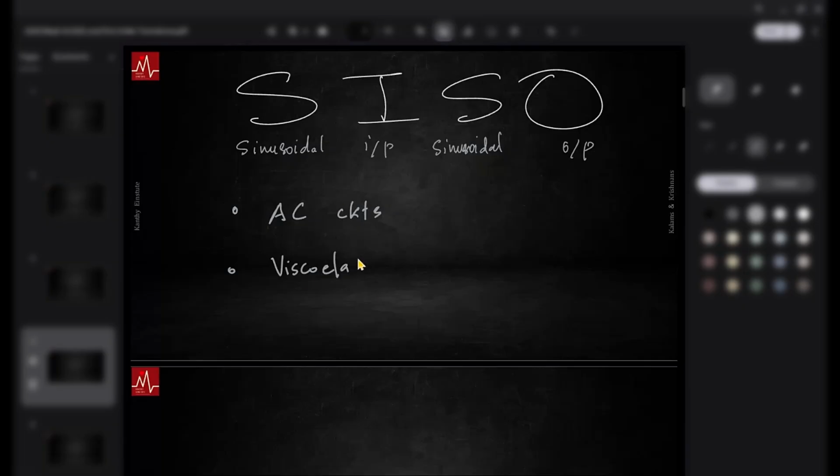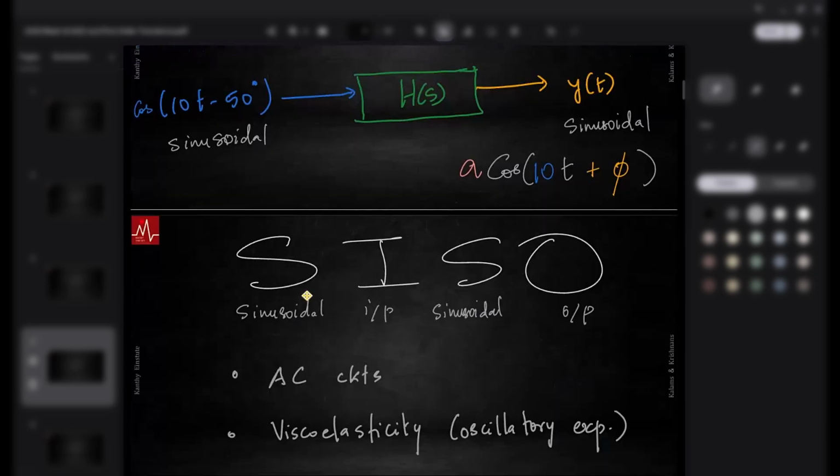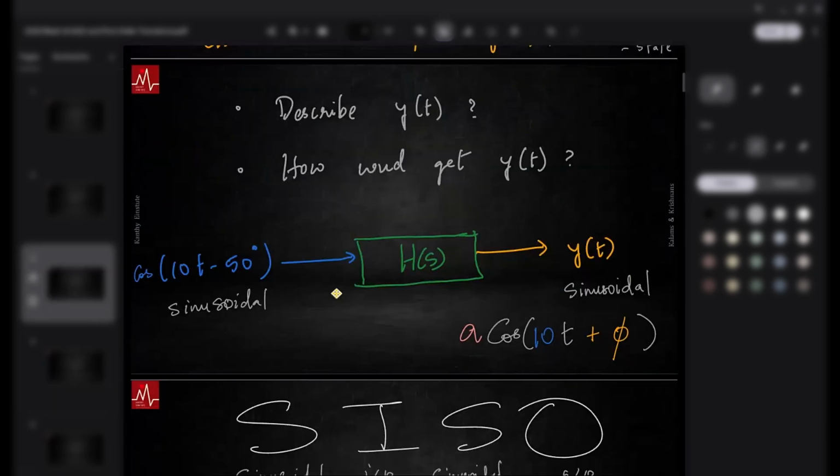Okay, so let me write elasticity. Okay, oscillatory shear. Stress and strain are oscillatory. There are many other places where this is generally applicable. Okay, so the first question: does the transfer function just affect the phase for a sinusoidal input?